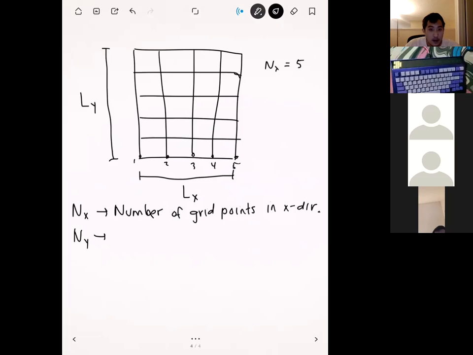And in addition to nx, we're going to define ny. ny is simply going to be the number of grid points in the y direction.